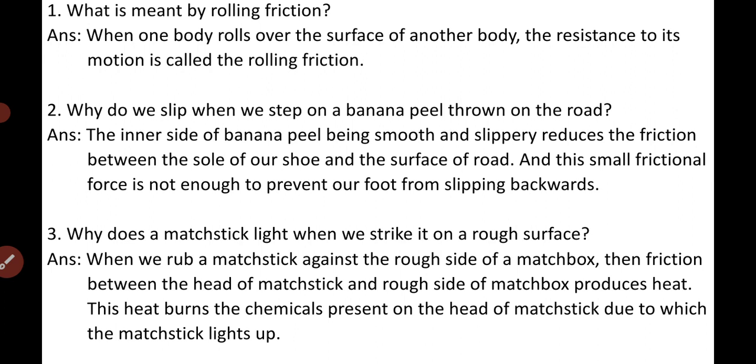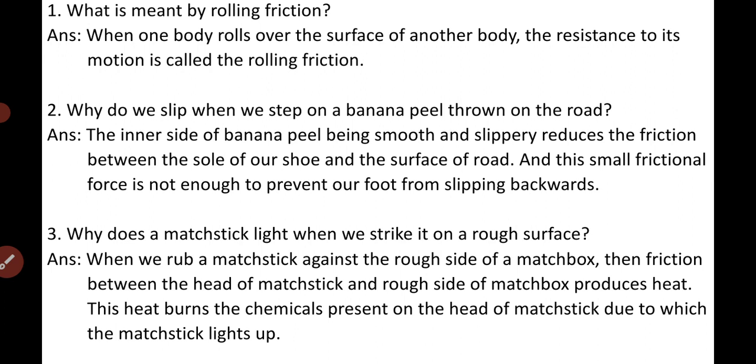Let's move to question number 2. Why do we slip when we step on a banana peel thrown on the road? So you see here, the inner side of the banana peel is smooth. So it will help to reduce the friction between the sole of our shoe and the surface of the road. The inner side of the banana peel is smooth and slippery.